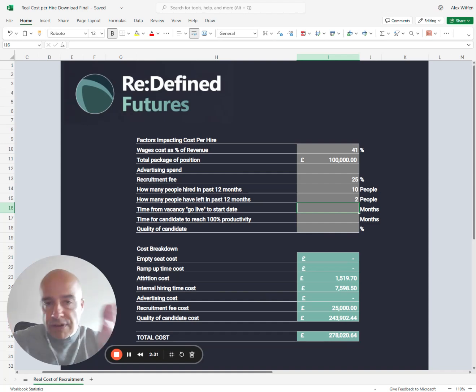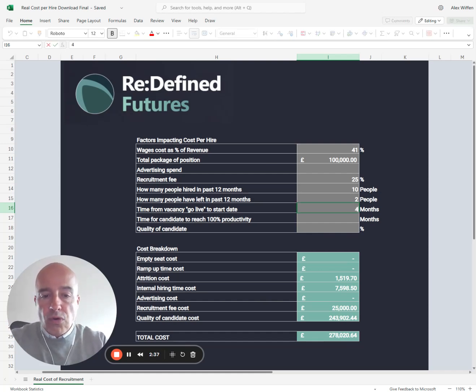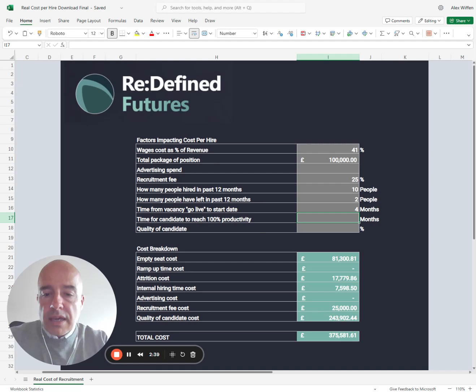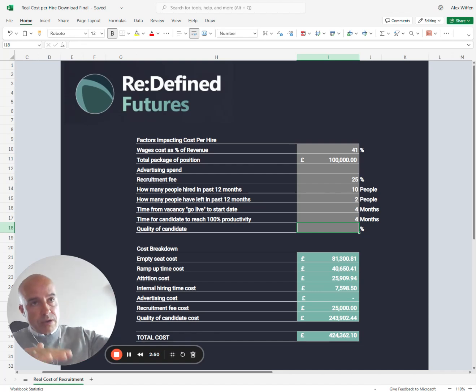And then when did the vacancy go live, and when was the person in their actual seat? So that took 4 months. And then how long did it take a candidate to reach full productivity once they are in the role? So that was, let's say, 4 months again. And actually that is ramped up, so it would be 0 first month, 25, 50, 75, 100.